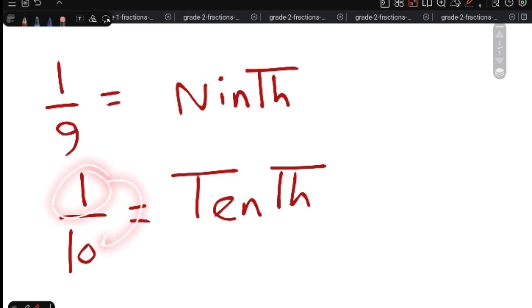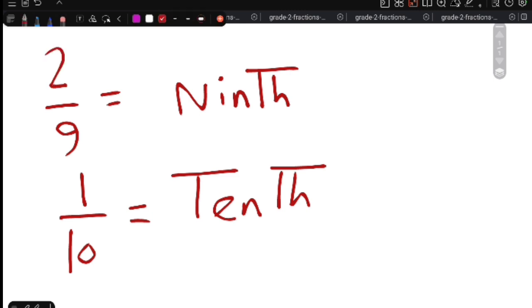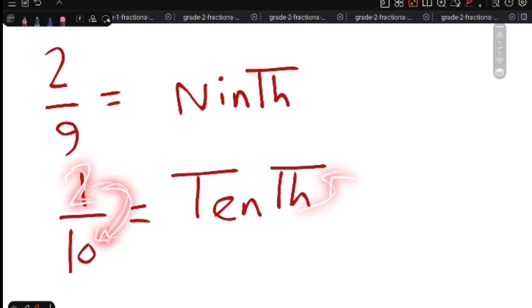Okay, 1/10, 1/9. If I make this number a 2, it will be 2/9, and we will add s here because they are more than 1. Okay, 2/9. If I make this one 2, it will be 2/10.